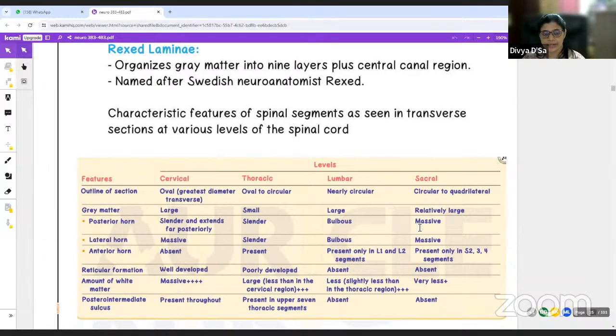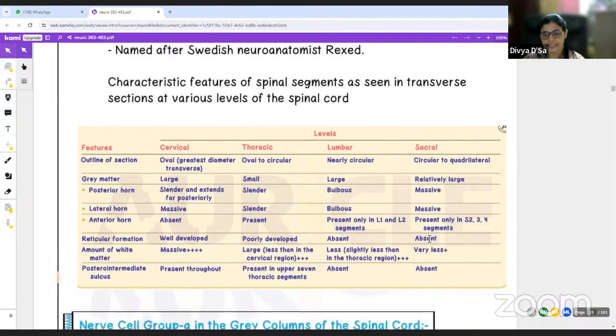Then the lateral horn. Lateral horn in the cervical is massive, thoracic it is slender, in the lumbar region it is bulbous, and in the sacral it is massive. The anterior horn, here actually there is a small mistake. The anterior horn will be larger in the cervical, and the lateral horn is absent in the cervical. In thoracic, the lateral horn can be present, and the anterior horn is slender.